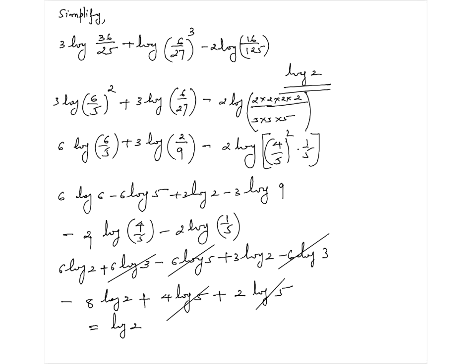This is somewhat bigger but is straightforward only. All theorems, practice of theorems basically, application. 36 is 6 square, 25 is 5 square. So this is 6 by 5 square. Then 16 is 2 to the power 4. 125 is 5 cube. And 6 and 27, 3 will cut this, 3 will cut this also. 9, 2, 2 by 9. 6 by 5 whole square, power theorem, 2 will come out, log of 6 by 5. So after 3 cancels, it becomes 2 by 9.